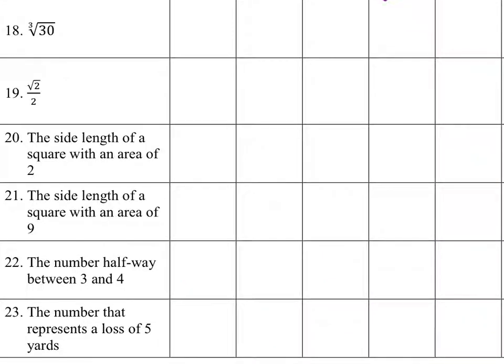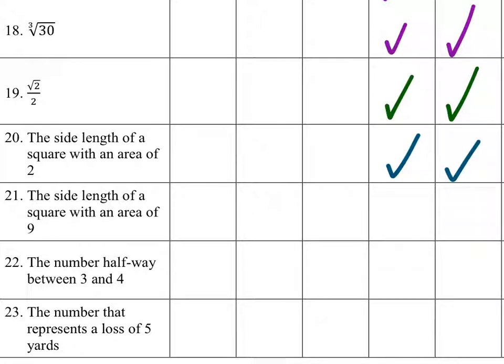The cube root of 30, that's not a perfect cube, so that's going to be irrational and real. The square root of 2, whether we divide it by a whole number or a rational number is not going to make a difference. It's still going to be irrational and real. The side length of a square with an area of 2, so its side length would be the square root of 2. That's irrational and real.